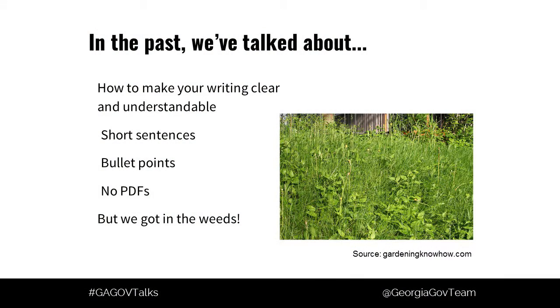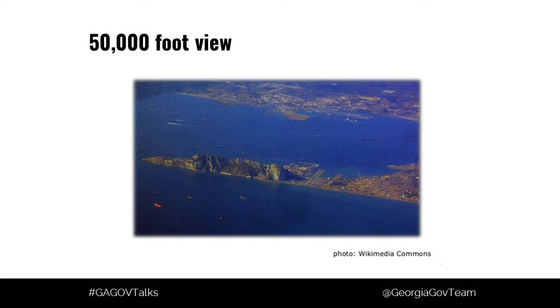So, in the past, we've talked a lot. Every time I get up here, it seems like I'm talking about content. And you're probably sick to death of hearing about content. But in the past, we've really gotten into the weeds. We've talked about how to make your writing clear, understandable. We've talked about using short sentences, using bullet points. Don't use a lot of PDFs. But what I really want to do today is go more toward the 50,000-foot view and really look at your content from a purpose standpoint.